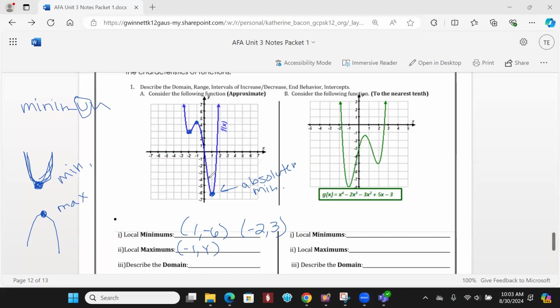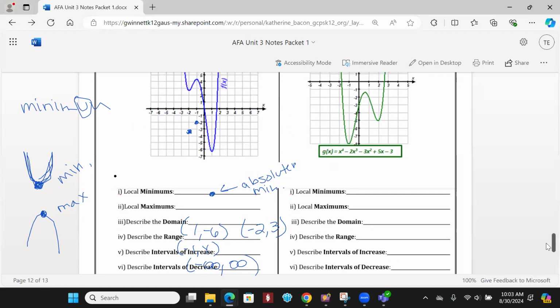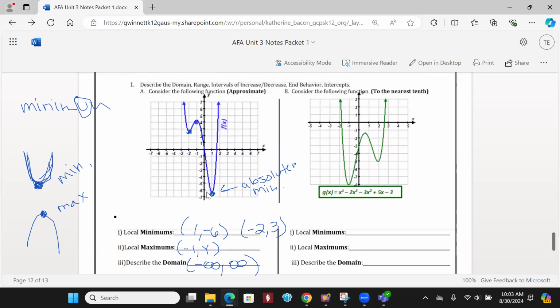Domain. Tell me what my domain is. How'd you know? Okay. So from -infinity to +infinity, also known as all real numbers. I'll take both. Okay, range. -6 to +1. Oh, y'all aren't terrible at this. Okay. So range is from the lowest, which is -6, to the highest, which is +infinity. So you go low to high. Domain, it's kind of like you go left to right.